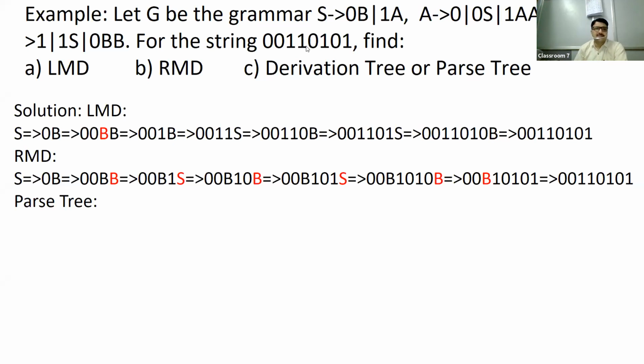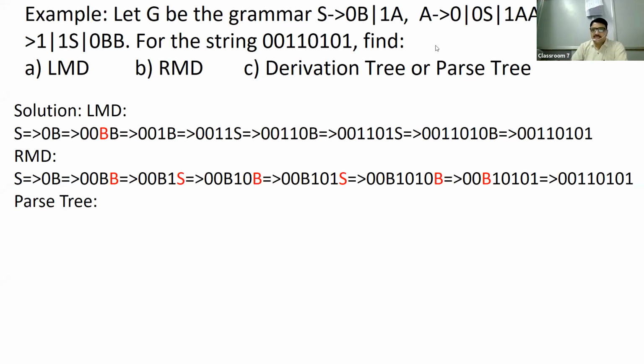In this case, simply three parts can be asked to you. The first is the leftmost derivative. Second is the rightmost derivative. Third is the parse tree. The first is the leftmost derivative. We will discuss how we can design the rightmost derivative. So start with the leftmost derivative.